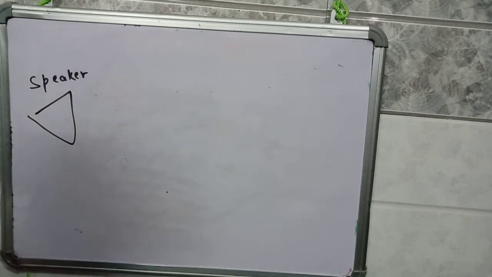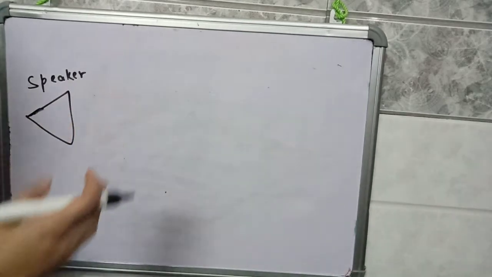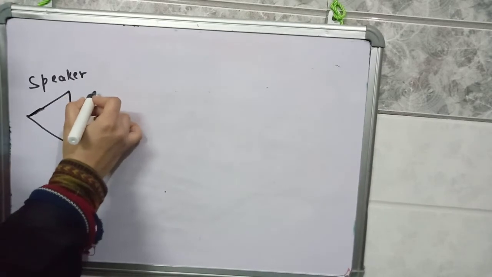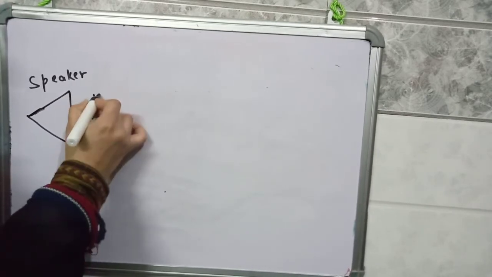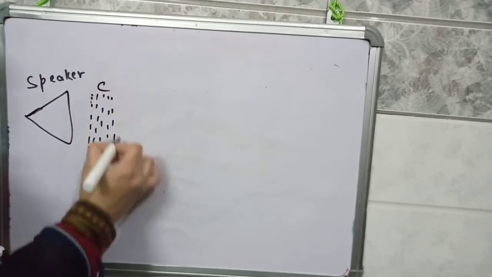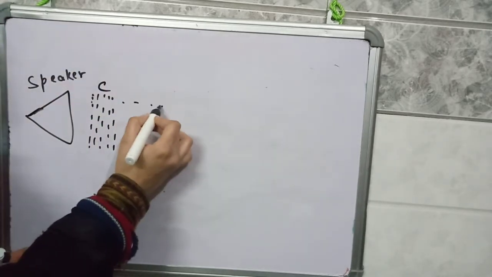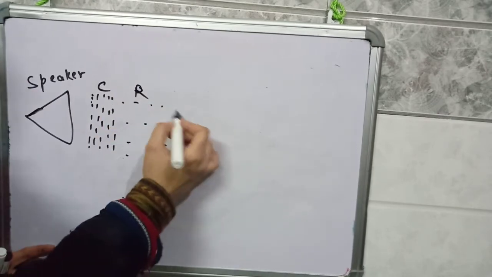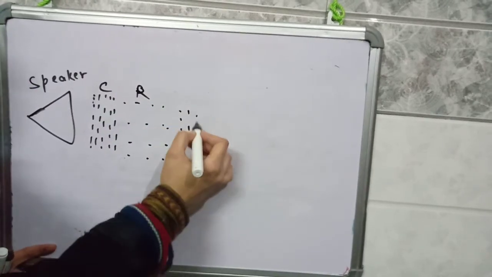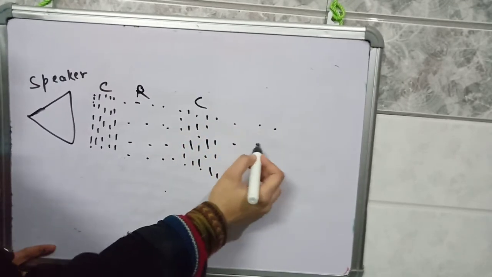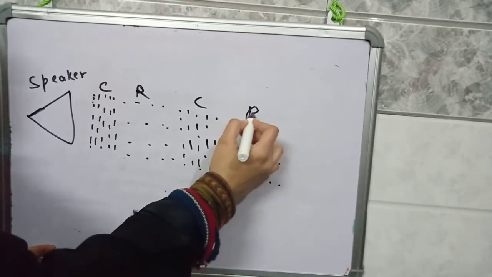When someone speaks or when sounds come from a speaker, it will disturb the arrangement of the particles. So in some areas, air particles will come close to each other and form a compression region, and in some regions air particles will move far away from each other and form a rarefaction region. Again in some areas the particles will come close to each other, forming a compression region, and in some areas the particles will move away from each other.